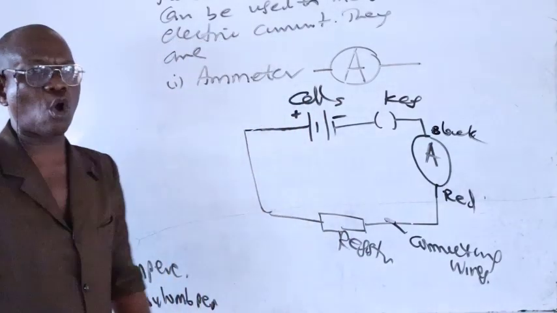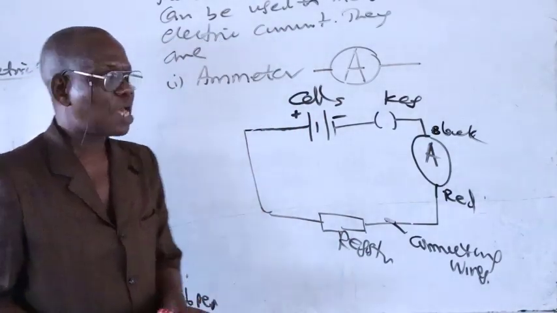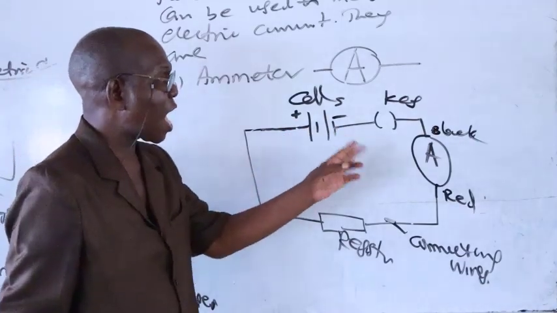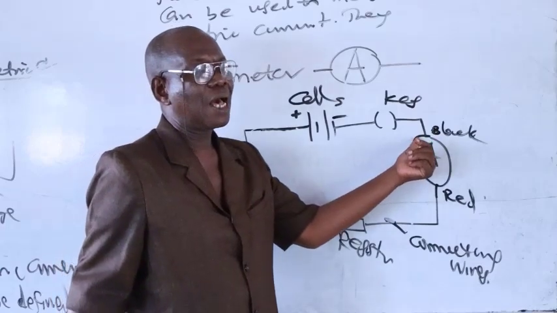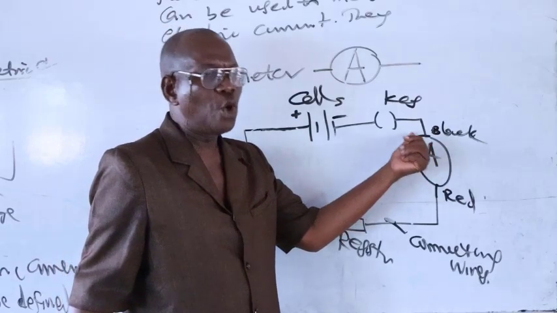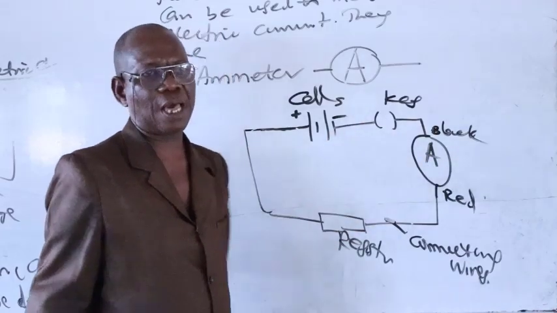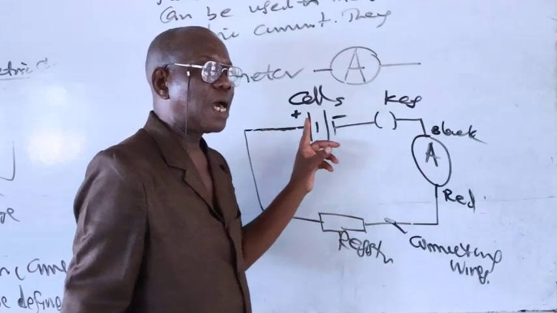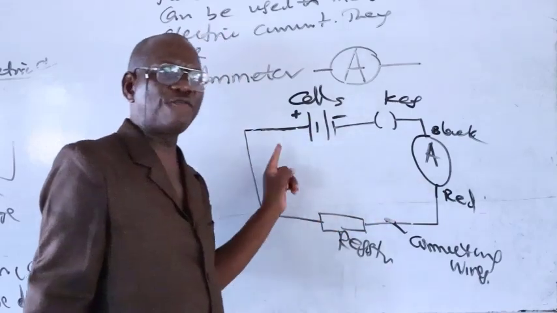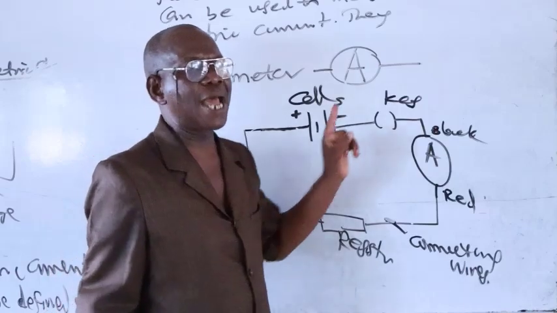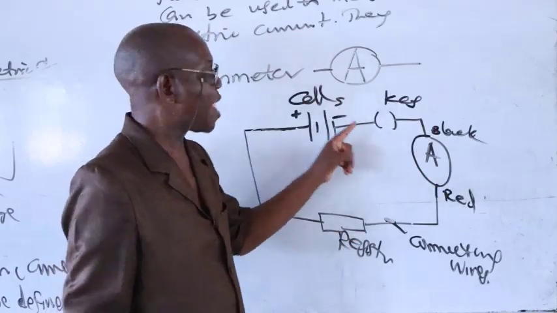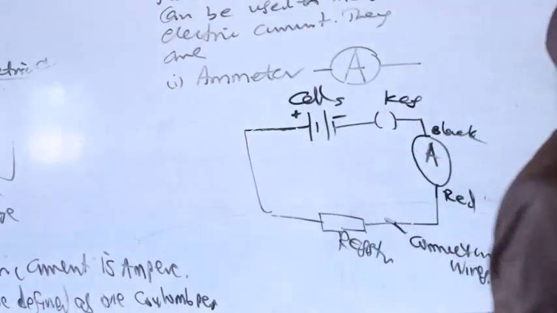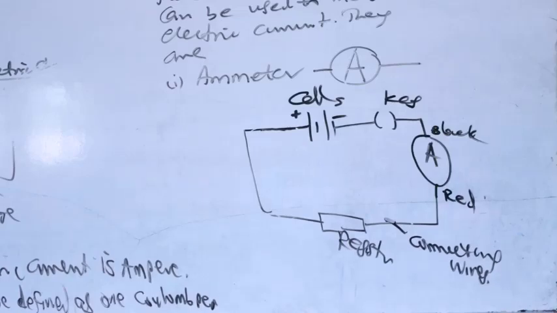If I want to check your connection, I will start from the battery here and check which wire enters the positive terminal, which wire enters the negative terminal. When the positive terminal is connected to the positive leg of the battery and the negative terminal is connected to the negative leg of the battery, that's when I will clap for you that your connection is correct.